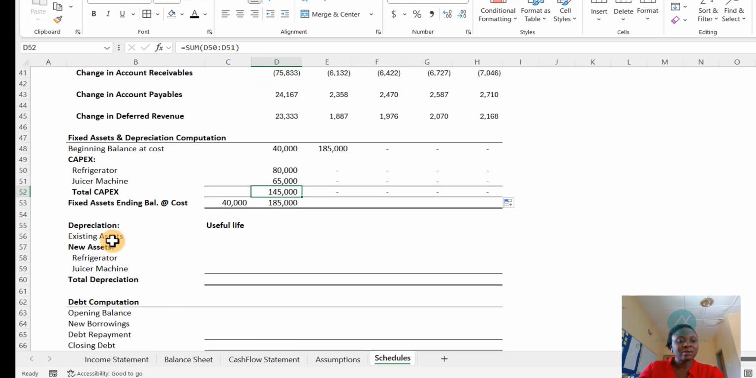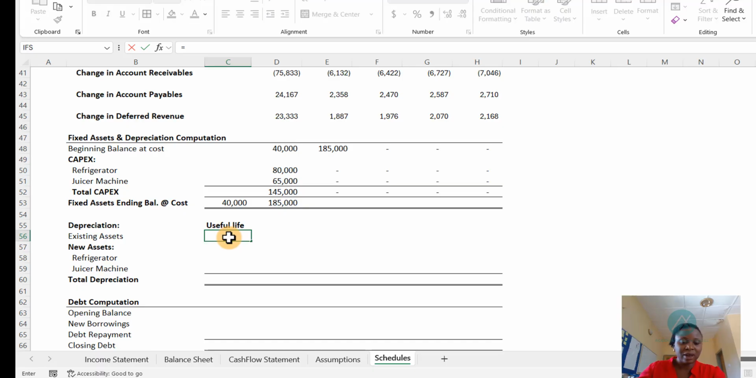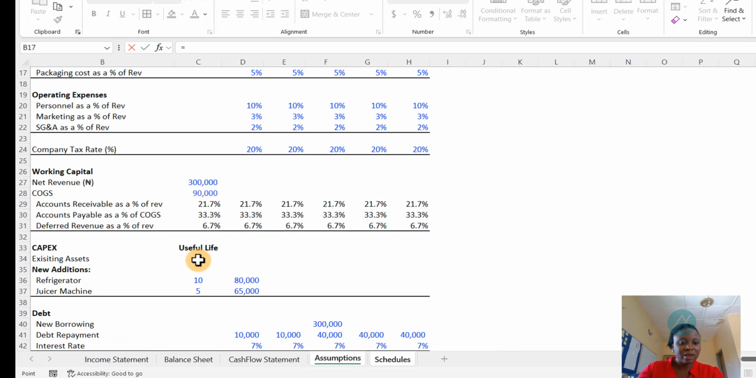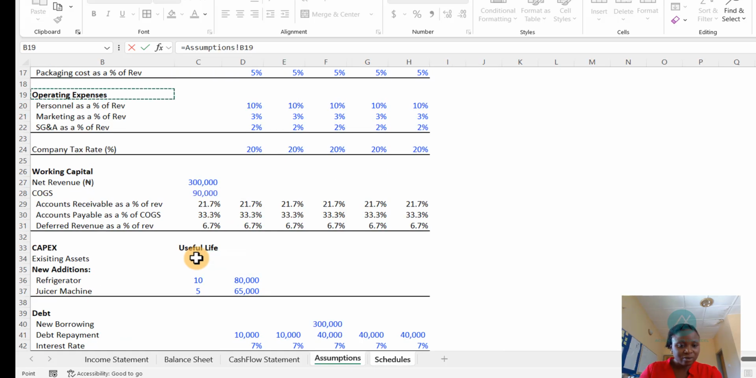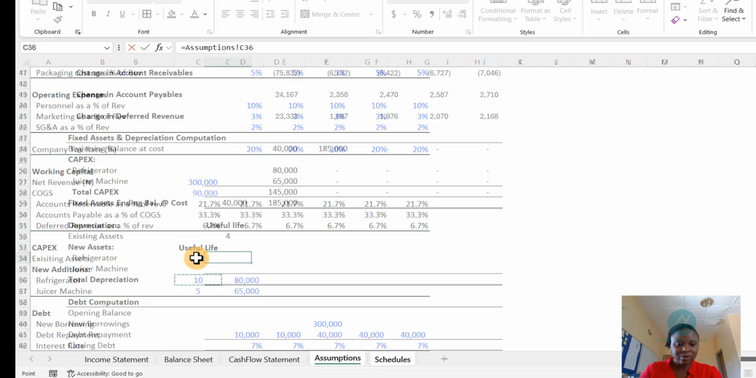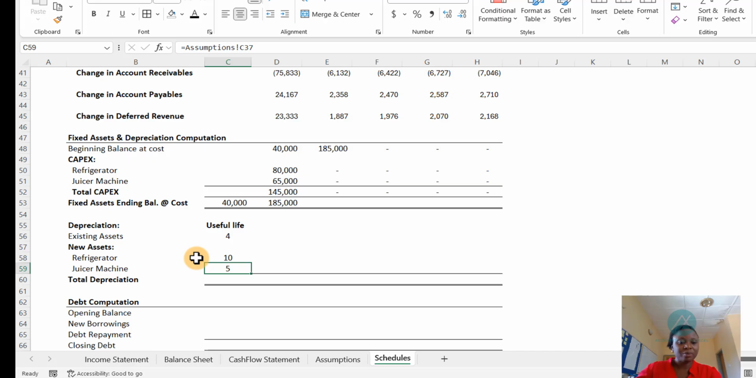Now let's look at depreciation. The existing assets, how many years of useful life? Let's go and pick it from the assumption. Mind you, this is 4 years useful life. Then the new assets, the refrigerator, we'll pick it from the assumption. Refrigerator is 10, so we have to pick it, then you can just copy because this one is closed. So this is the useful life.